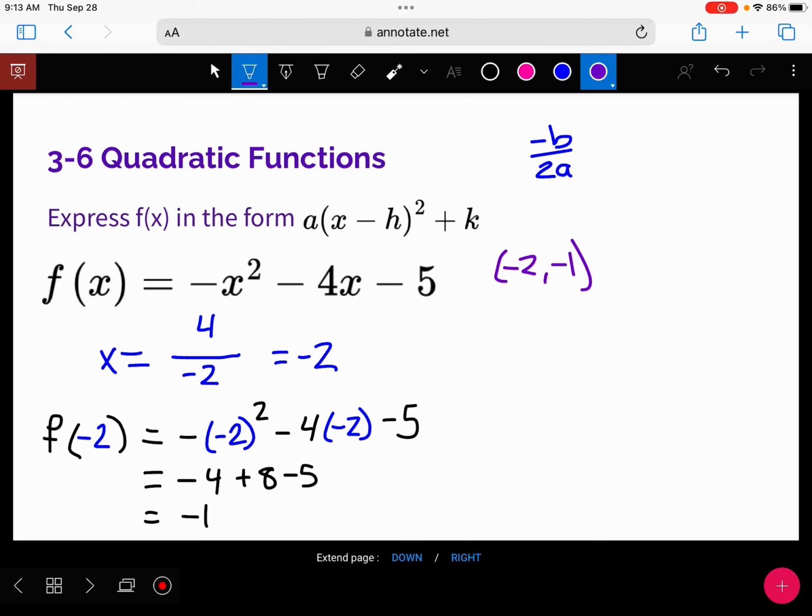It's easier than completing the square. But if you like completing the square, more power to you. Absolutely fine. We'll get you the exact same equation.